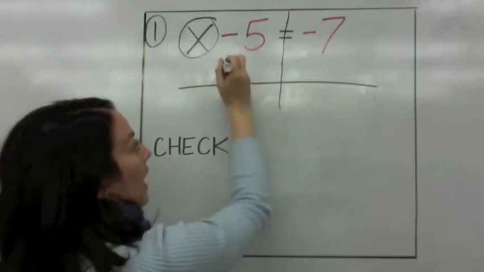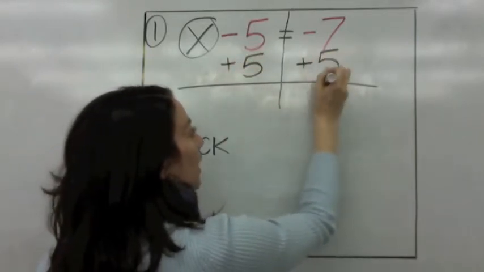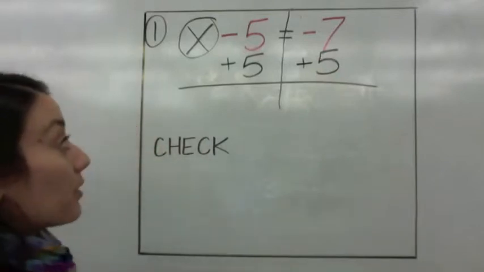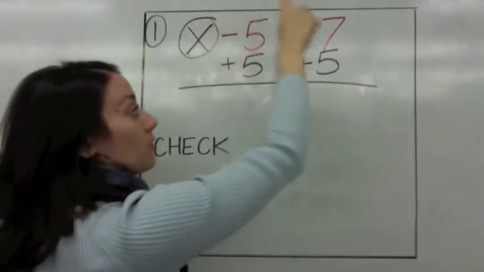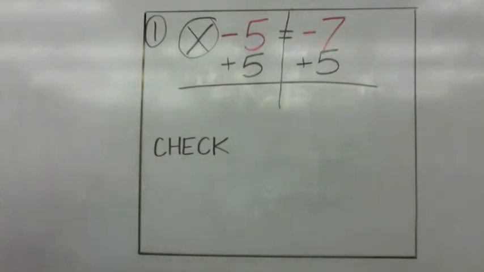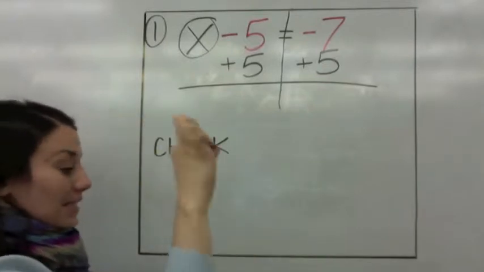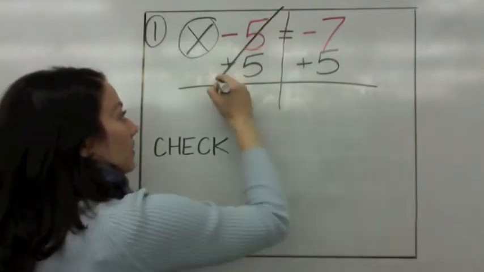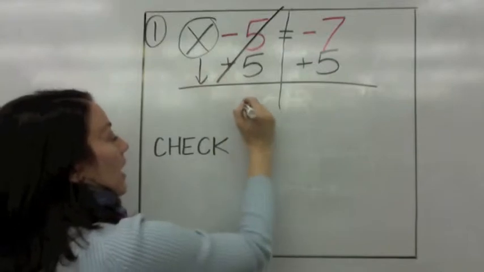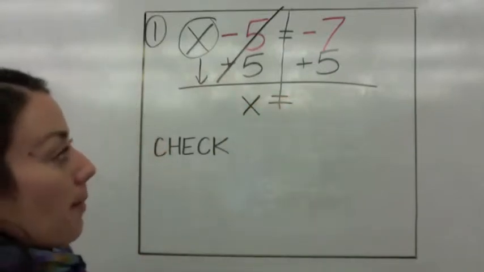So now we're going to add 5 to both sides. You must do the opposite, and whatever you do to one side, you must do to the other. So now we're adding to both sides. You still have that negative 5 and positive 5. They make 0. They cancel one another out. You can bring down the x. And now we figure out what x equals. So we're going to do the operations on this side.